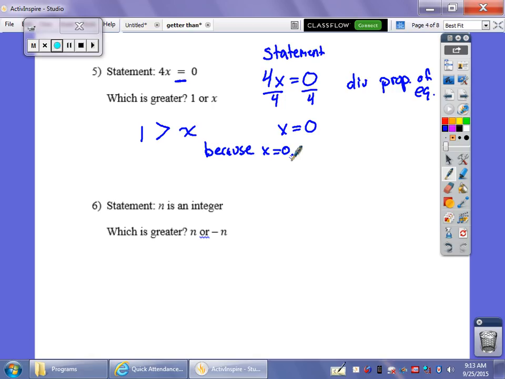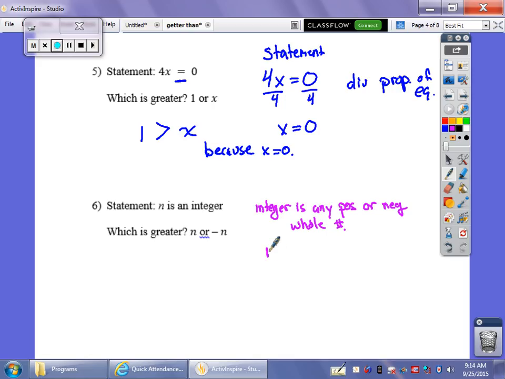Then number 6, take a minute to do it, pause it, work it out. Alright, hopefully you guys had time to work this one out. What it gives us is n is an integer, which is greater, n or negative n? Well, what do we know about an integer? An integer is any positive or negative whole number.